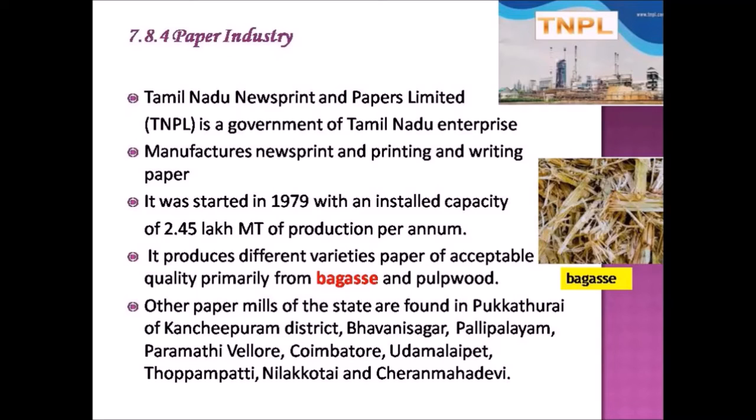Bagasse is the dry pulpy residue left after the extraction of juice from sugarcane. That is, the residue left out from the sugarcane industry is called bagasse. Papers are manufactured from these residues and pulpwood. Pulpwood is the timber suitable for making into pulp.